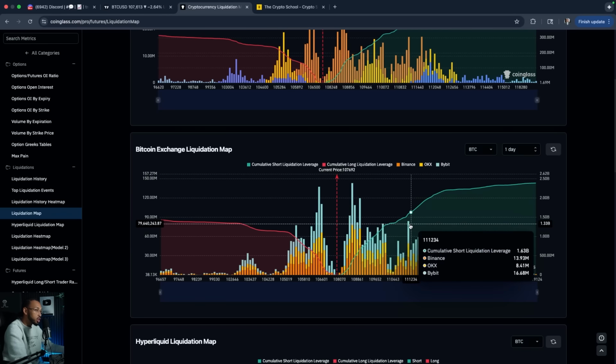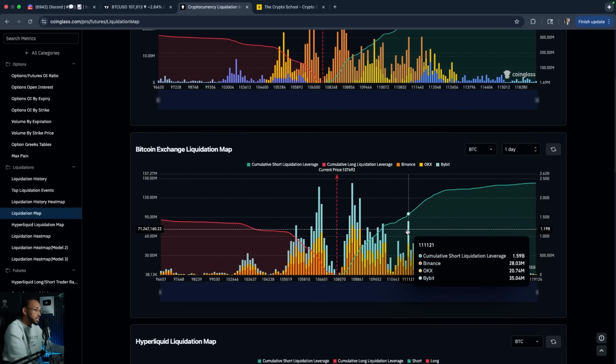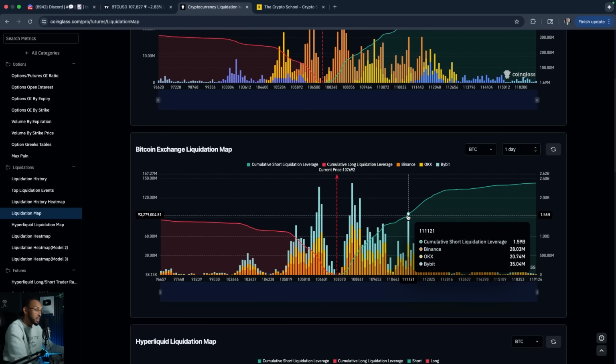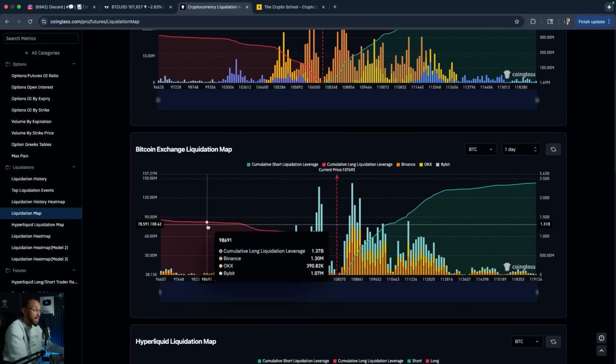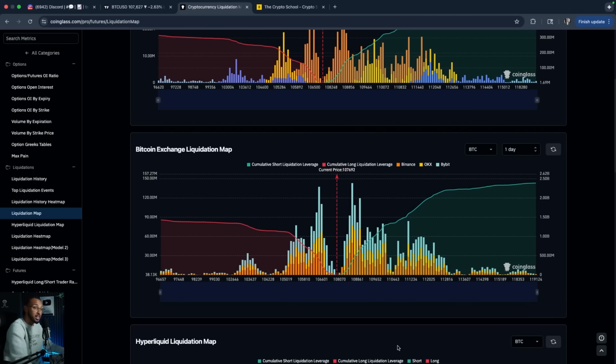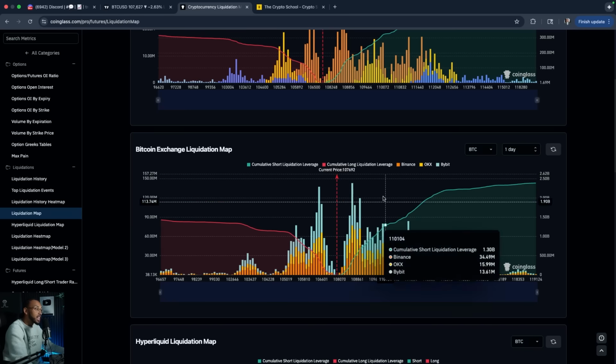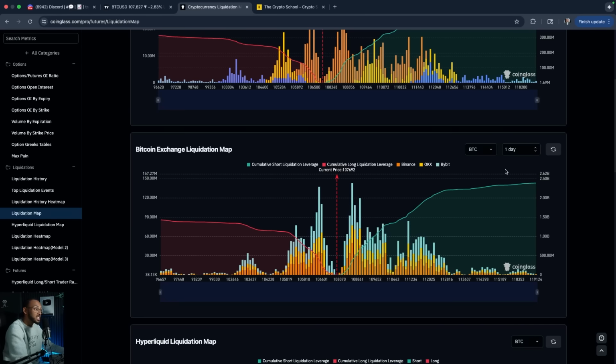You see this tall little bar right here, and it says above it $111.121 thousand, and below that on the first line it says $1.59 billion. That means that at $111,000, there are $1.59 billion worth of liquidations available if Bitcoin's price goes up to that level. And what we like to look for is, okay, where are the liquidations at and what direction is Bitcoin most likely to go in? And so when I'm looking at this chart, one thing that I would notice is that this green line is higher than this red line. What does that mean?